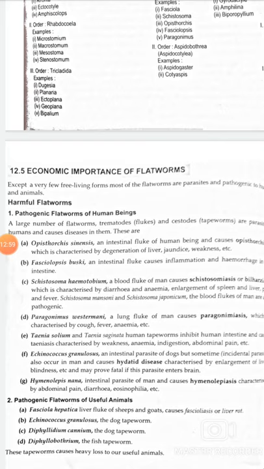Next we will deal with the pathogenic flatworms of useful animals. The first one is Fasciola hepatica, also called the liver fluke of sheep and goats, which causes fascioliasis or liver rot in them. Next is Echinococcus granulosus, also called the dog tapeworm. Next is Diphyllidium caninum, also a dog tapeworm. Diphyllobothrium is a fish tapeworm. So these tapeworms cause heavy loss to our useful animals.